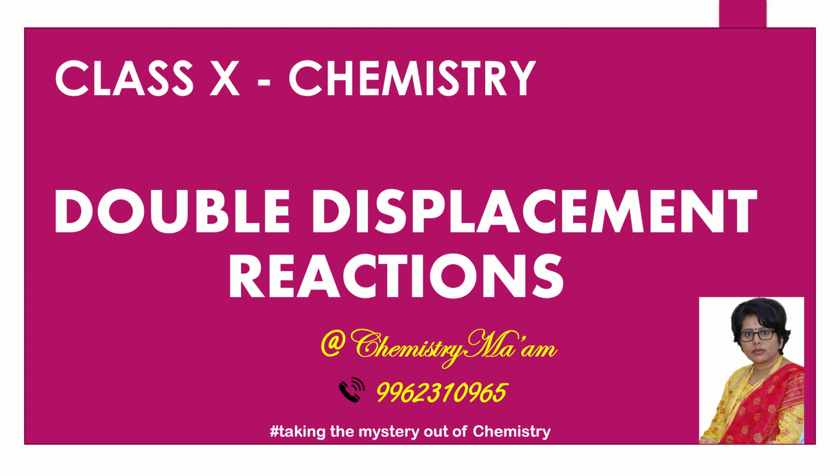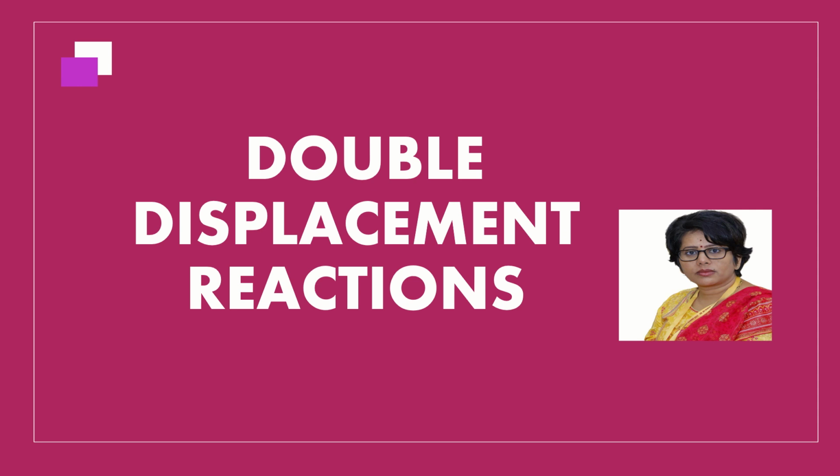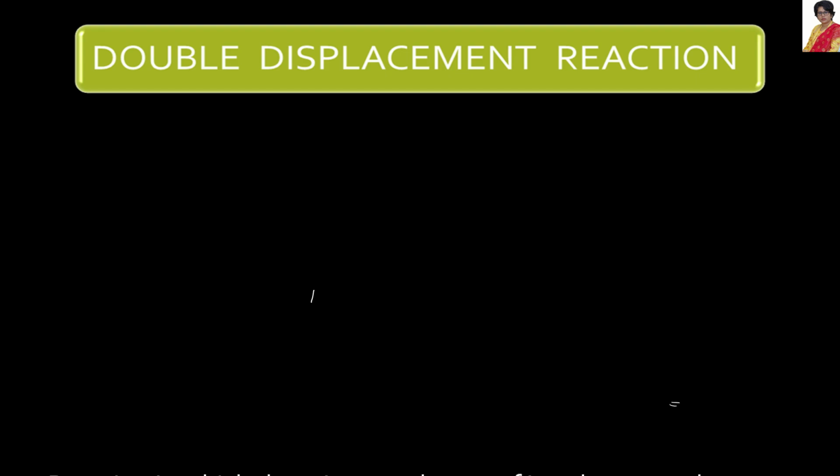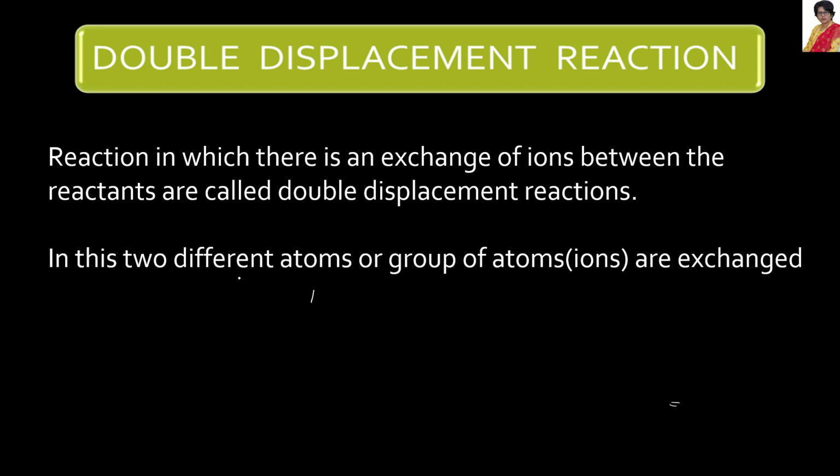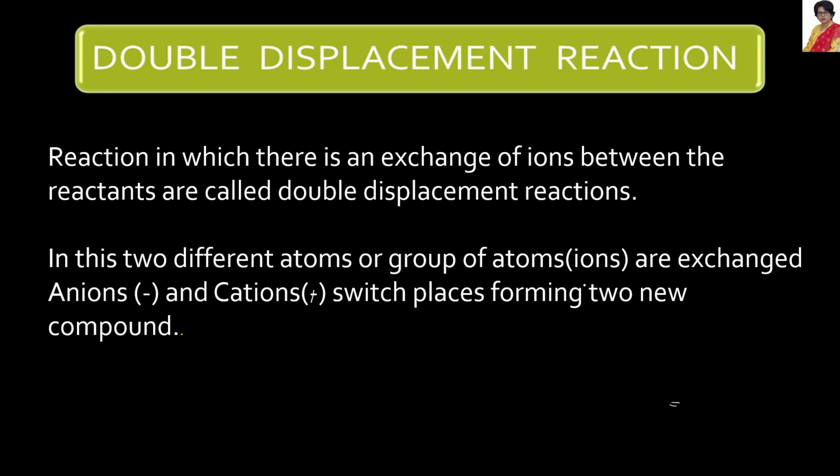Hello students, today we will study double displacement reactions. Reactions in which there is an exchange of ions between the reactants are called double displacement reactions. In this, two different atoms or groups of atoms or ions are exchanged, that is, anions (negative ions) and cations (positive ions) switch places, forming two new compounds.